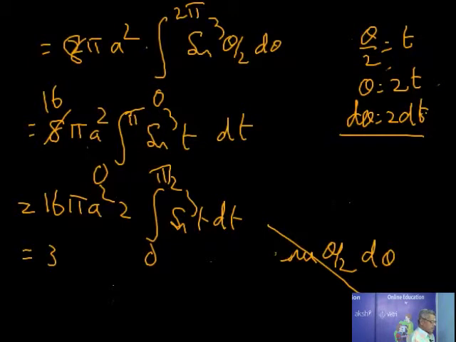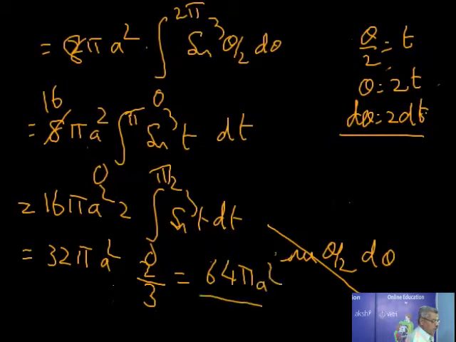So therefore 32 pi a square. Apply the reduction formula for sin cube t. You start with 2, end with 2; 3 means start with 3, end with 3. We get 64 pi a square by 3 square units. This is the surface area of a cycloid when one arc of the cycloid is rotated about the x-axis.